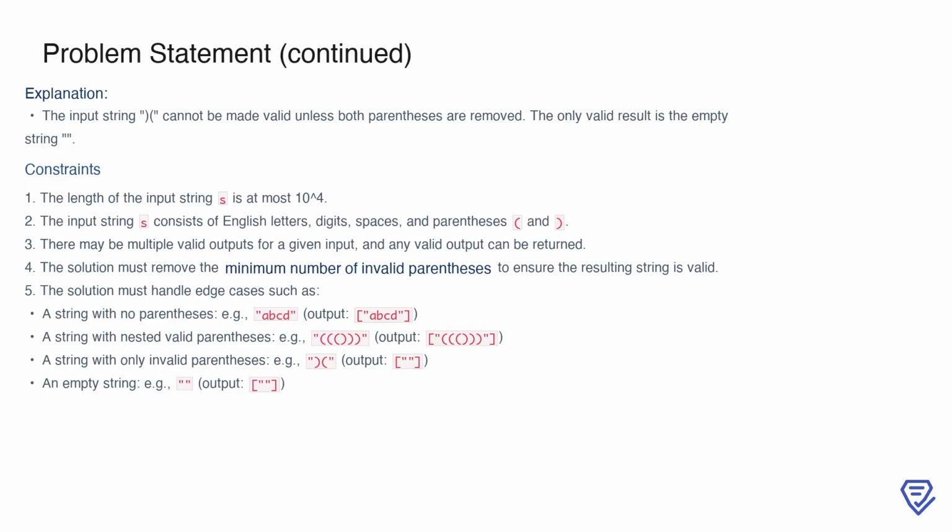Additionally, there are constraints to keep in mind when solving this problem. The input string can be as long as 10,000 characters and may contain various characters besides parentheses. The solution must handle edge cases such as strings without any parentheses, strings with nested valid parentheses, strings with only invalid parentheses, and even an empty string as input. The key is to ensure that the minimum number of removals is performed while returning all valid configurations.